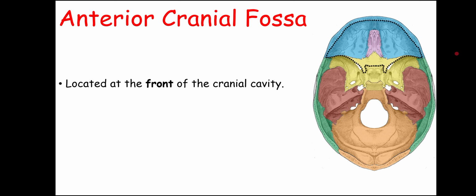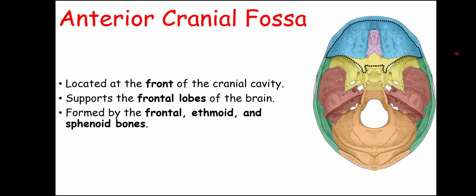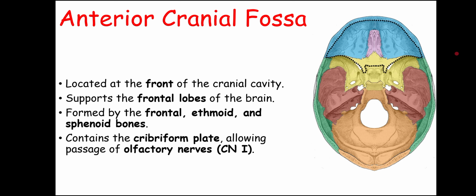It is located at the front of the cranial cavity. It supports the frontal lobes of the brain. It is formed by the frontal bone, ethmoid bone, and sphenoid bone. It contains the cribriform plate that allows passage of the olfactory nerve, that is olfactory nerve number 1.